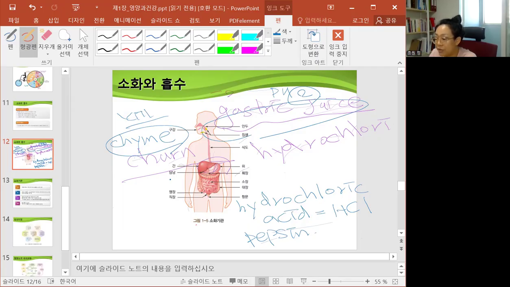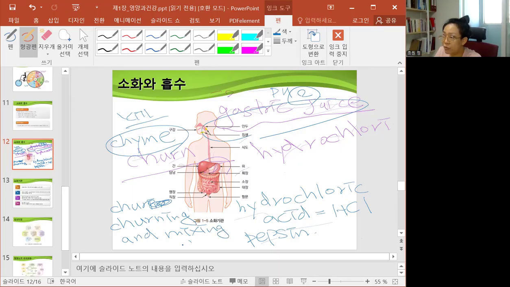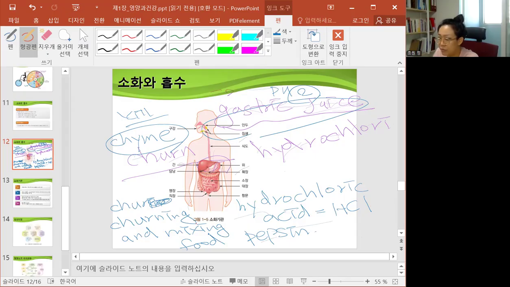Thus, the stomach performs both mechanical digestion, which means churning and mixing food, and chemical digestion, which means enzymes and acid.